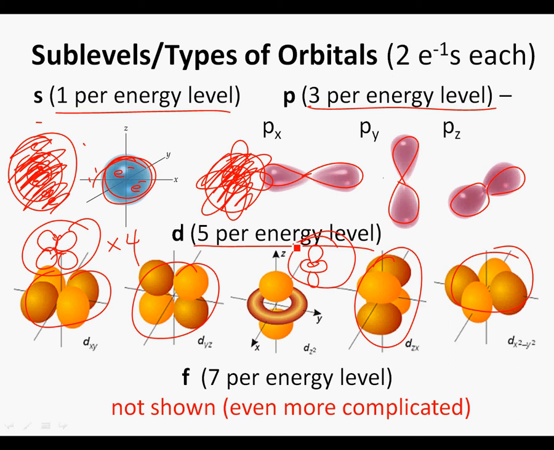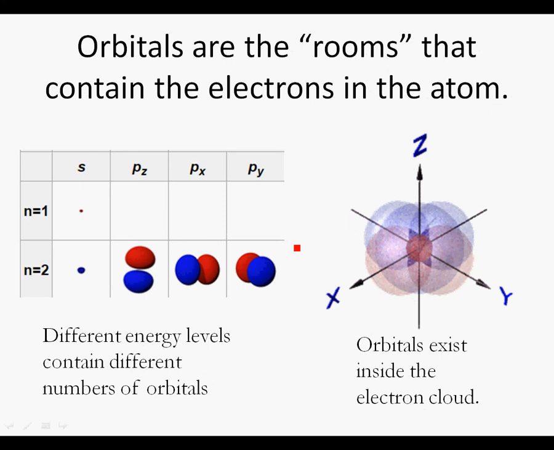And then there's one that looks kind of like the doorknob or double binky or whatever have you. All right. So these orbitals are the rooms that contain the electrons in the atom. They're the places where the electrons live. They are the spots where you're going to probably find the electron.